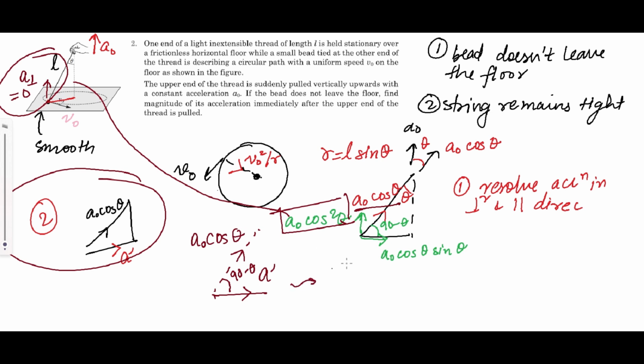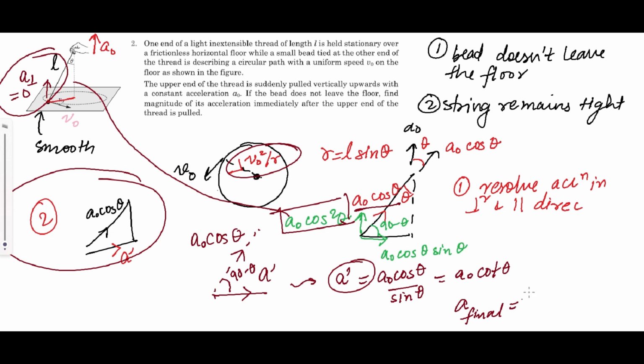This will lead us to a situation where a prime is equal to a naught cos theta upon sine theta, that is a naught cot theta. Combining these two accelerations, we conclude our final acceleration to be v naught square by L sine theta plus a naught cot theta.